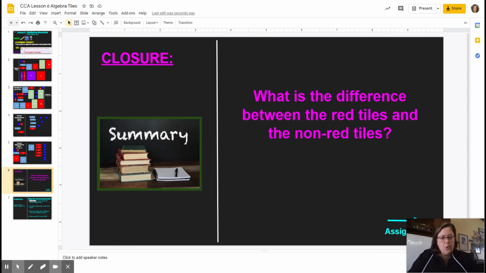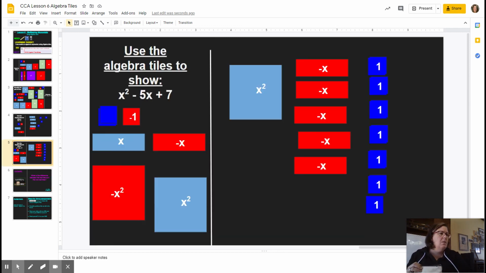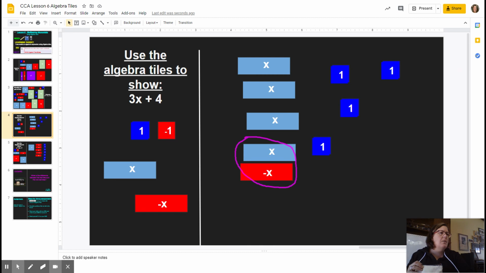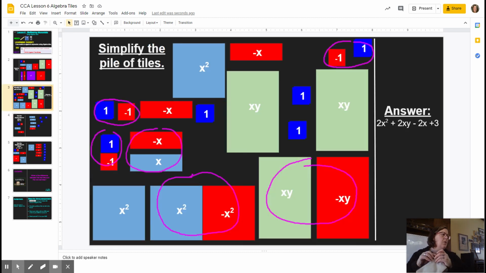So on your notebook paper, if you were taking notes, or maybe in the chat, what's the difference between the red tiles and the non-red tiles? What is the difference between the red and non-red tiles? Sure, Sam. Do you want me to go back to one of those slides? The crazy one, that one? Okay.